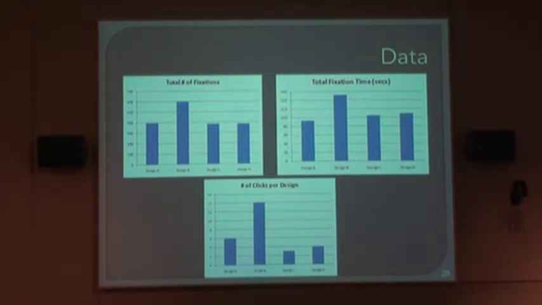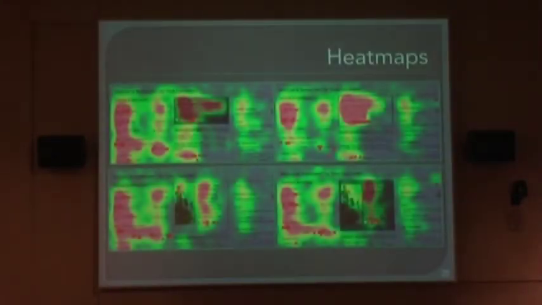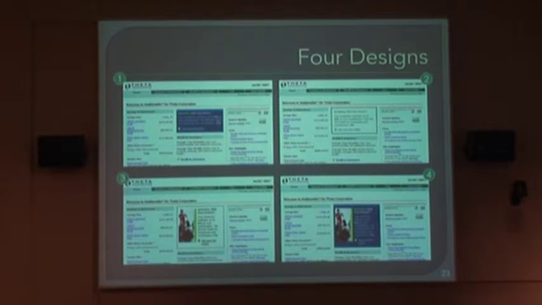When we did this study, I thought for sure it was going to be either the one with the blue background or the one with the blue background plus the photo. I was totally blown out of the water when I saw that the plain white one was the one that actually got the most. So why is that? Why do you think this one got the most fixations and the most clicks?